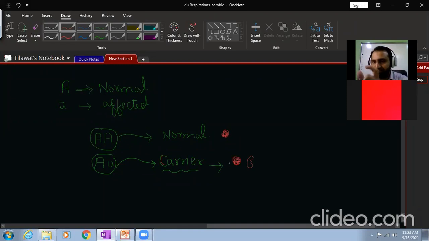Both will form: round shape and also sickle shape. So it means in the heterozygous condition, both alleles are expressed. And we know that if in a heterozygous condition both alleles are expressed, that condition is an example of codominance.